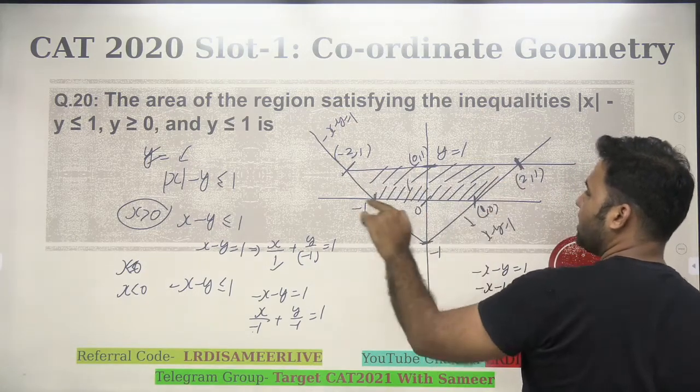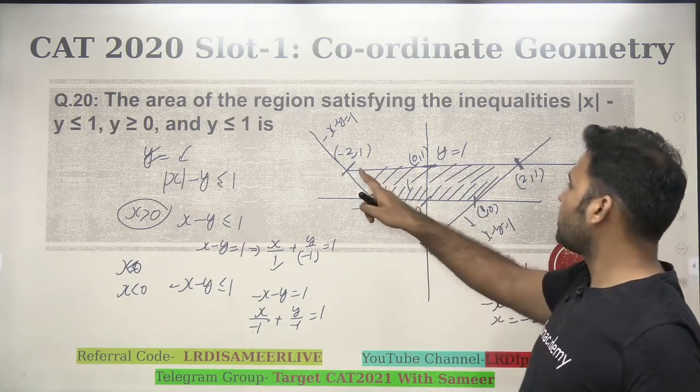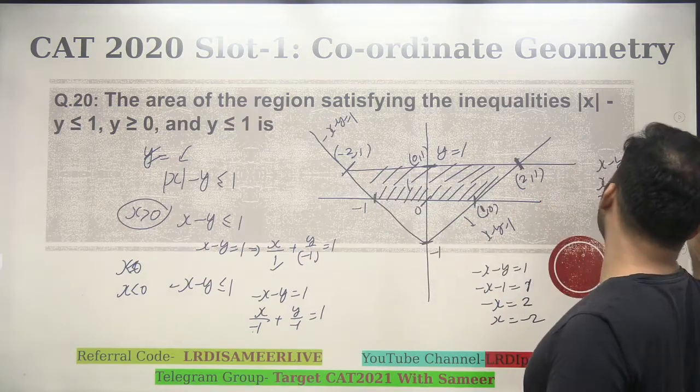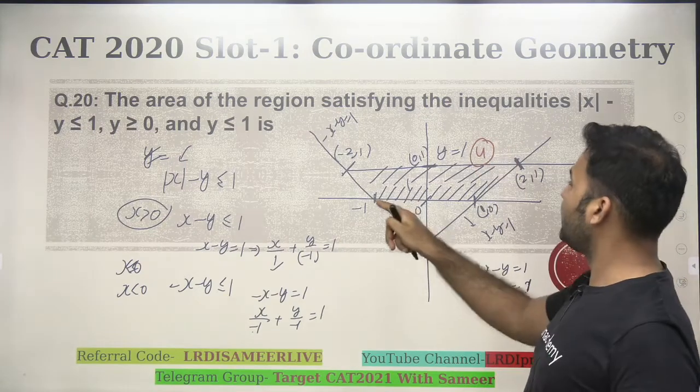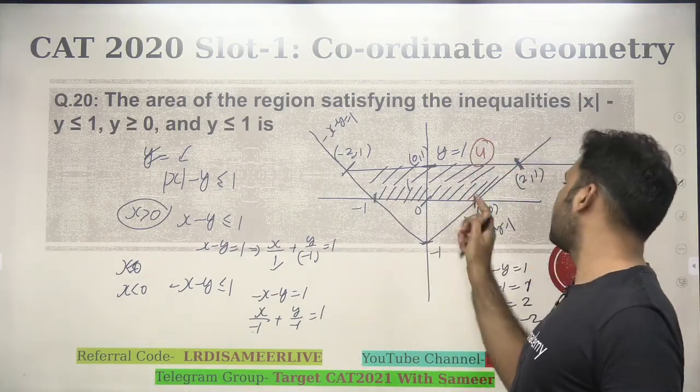This line is parallel to this line, right? What is the length of this line? From -2 to 2. What is the length of this line, guys? The -2 to 2. The length of this line is 4. What is the length of this line? -1 to 1, it is 2.